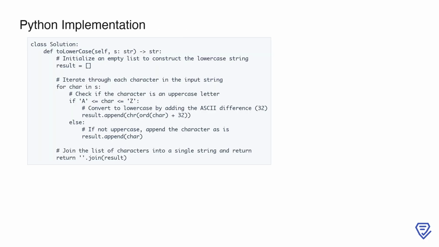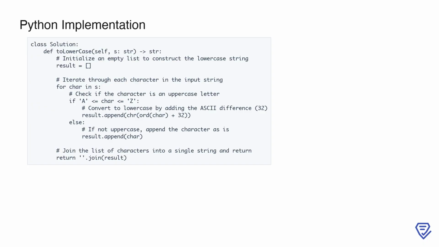The provided Python implementation solves the problem of converting all uppercase letters in a string to their lowercase equivalents, while leaving other characters unchanged. Explanation. 1. Class and method definition. The Solution class contains the method toLowerCase, which takes a string s as input and returns its lowercase version. 2. Initialization. An empty list result is initialized to store the transformed characters as we iterate through the input string.